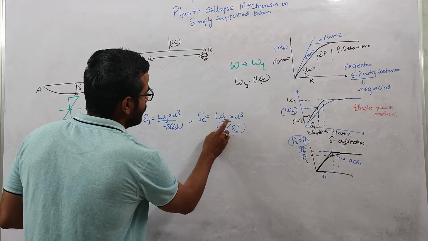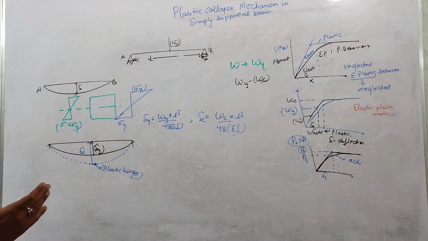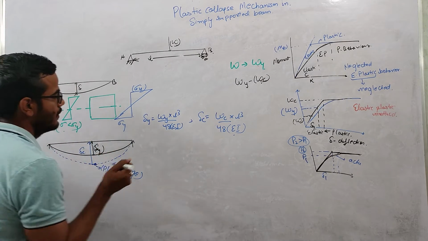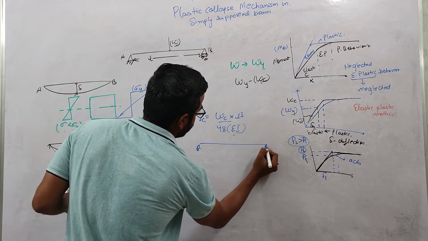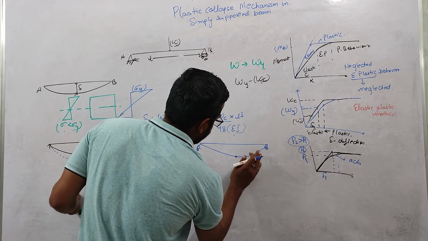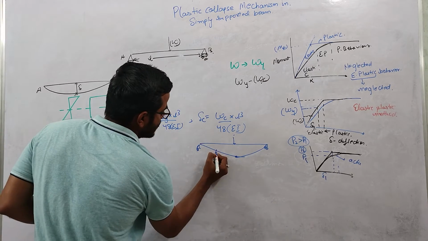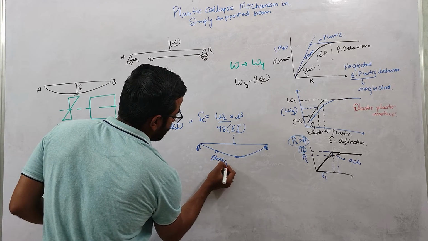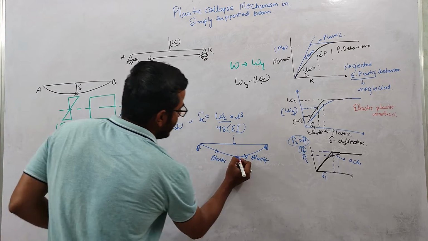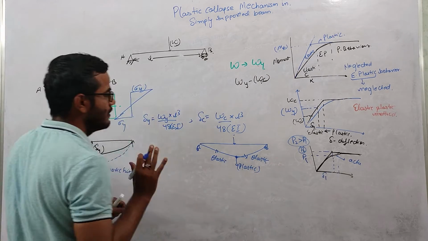Del C is basically WC into L cube over 48 EI, okay. And one thing I am assuming is that the portion between these two hinges is a simply supported beam, and let us suppose at this point the plastic hinge forms at the center, right? So this portion is completely elastic, right? And only here we will be having some plastic. This is the plastic portion at this point, right?